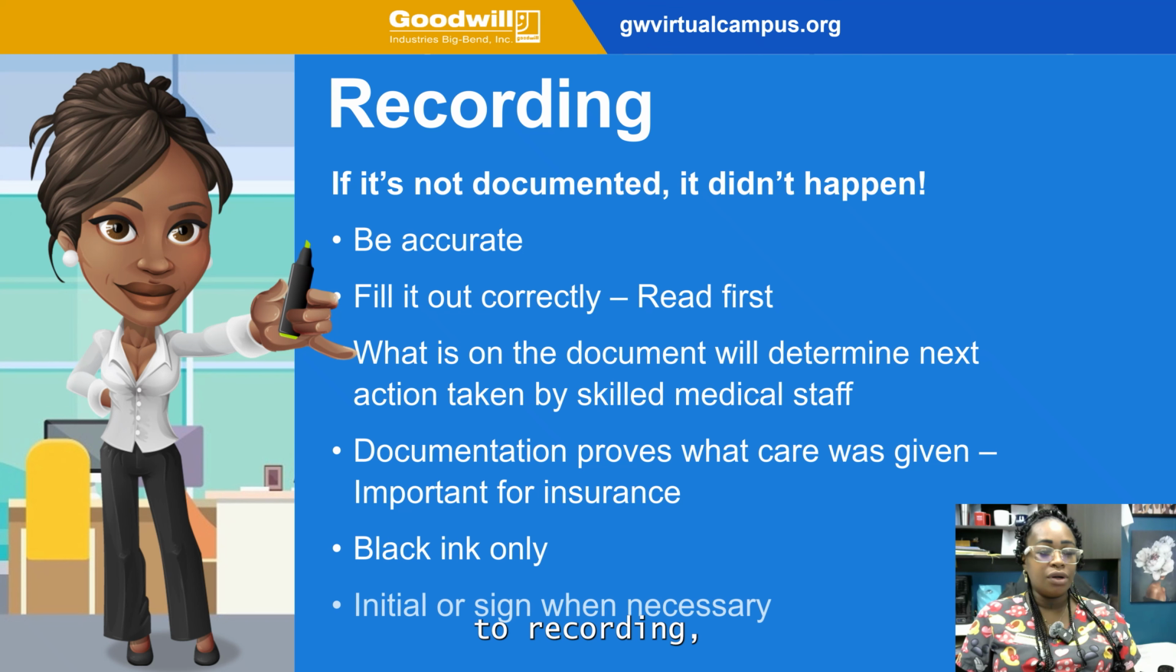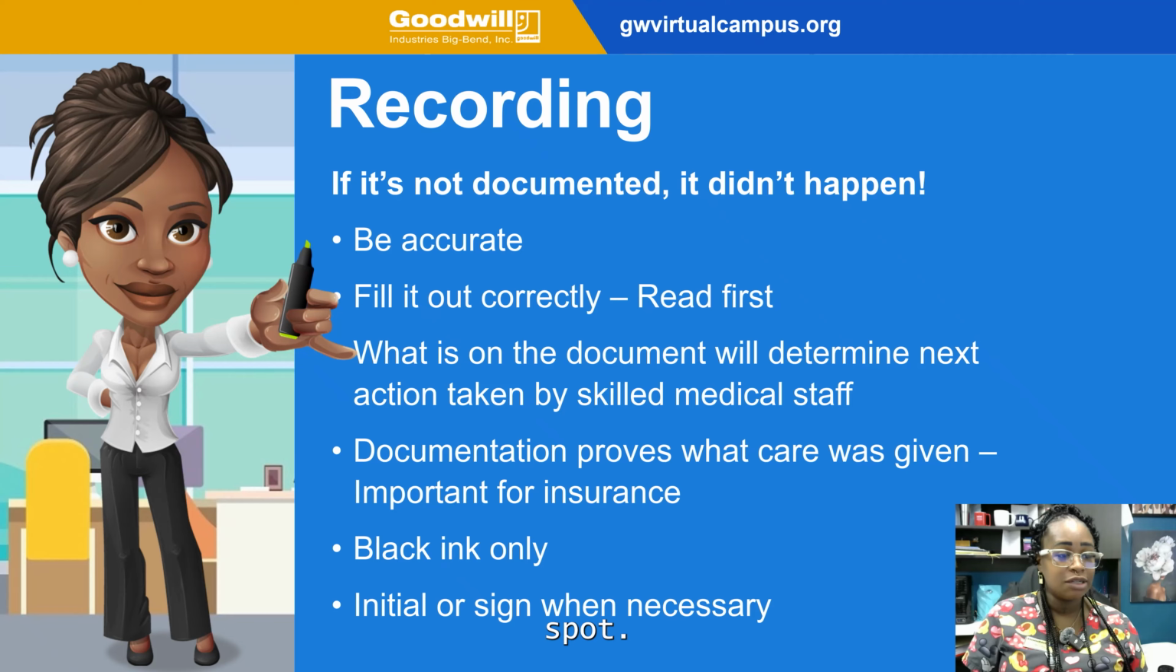When it comes to recording, if it's not documented, it did not happen. So we want to make sure we fill it out correctly and make sure we read what we're filling out so we know we're putting the right information in the right spot. We're going to be accurate about what we're putting on the information. We're going to talk about whatever is on the document and who we need to give it to so that we know we're passing it to the right person.